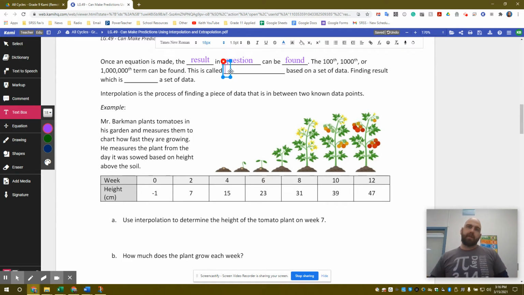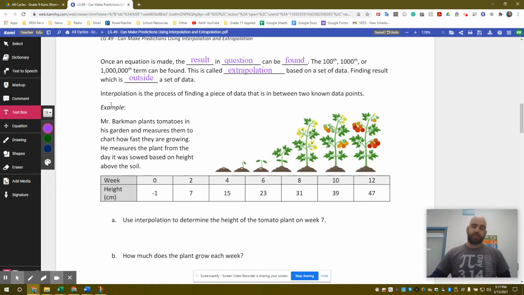We call this, and as I mentioned in the previous video, extrapolation. We call it extrapolation because we are looking past the set of data that we have and trying to find the next value in there. This is finding the result which is outside a set of data.